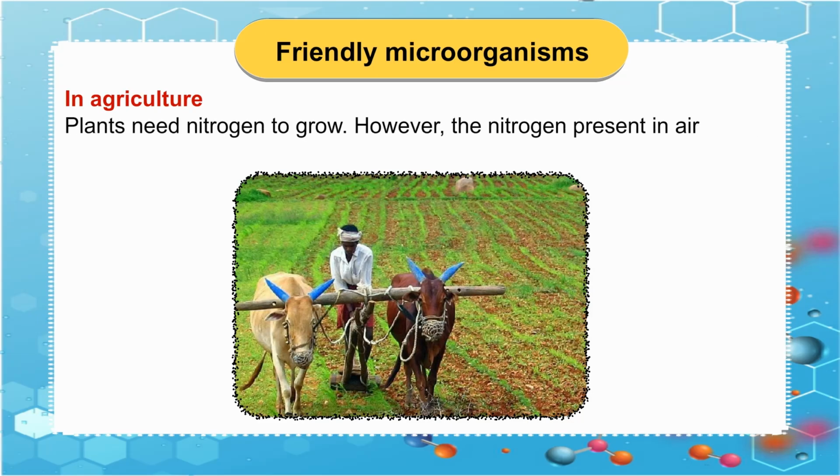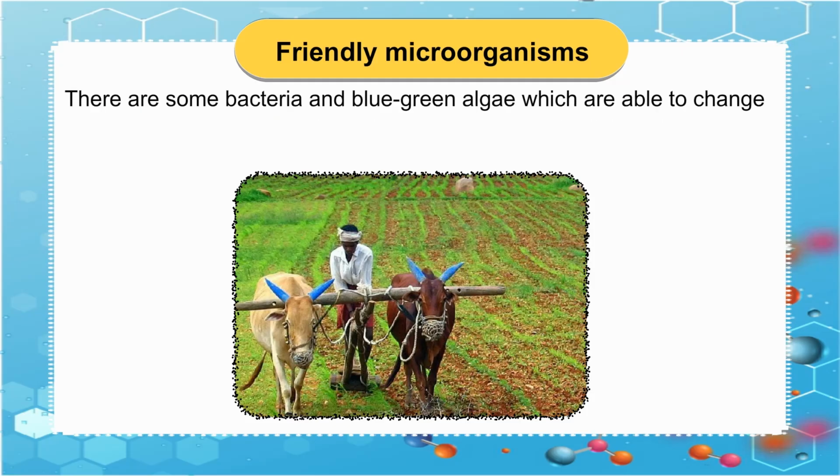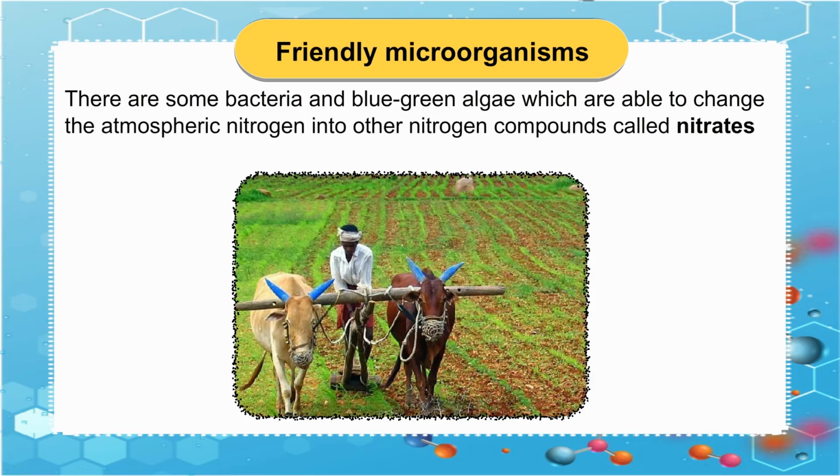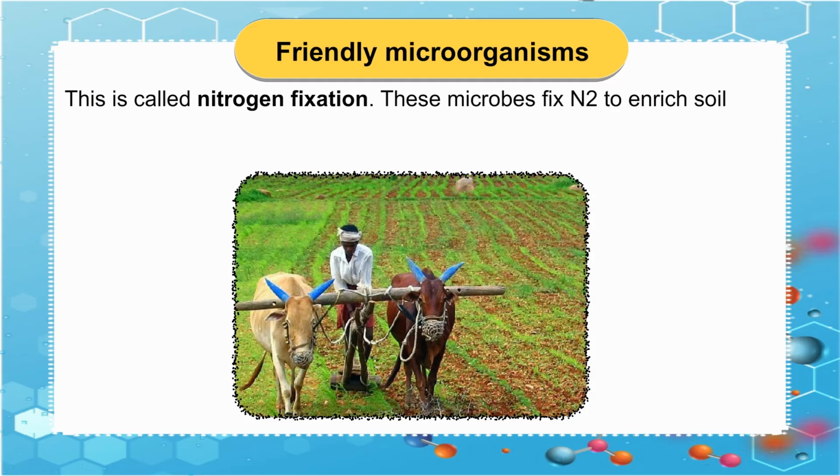In agriculture, plants need nitrogen to grow. However, the nitrogen present in air cannot be used by the plants directly. There are some bacteria and blue-green algae which are able to change the atmospheric nitrogen into other nitrogen compounds called nitrates, which can be absorbed by plants. This is called nitrogen fixation. These microbes fix N to enrich soil with nitrates and increase the fertility of the soil.